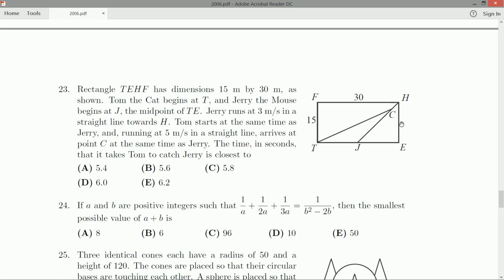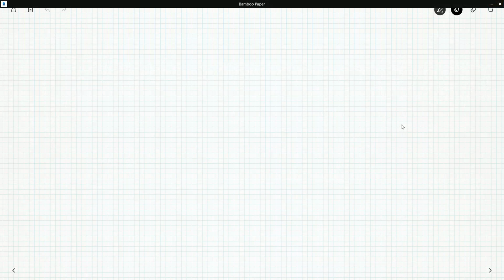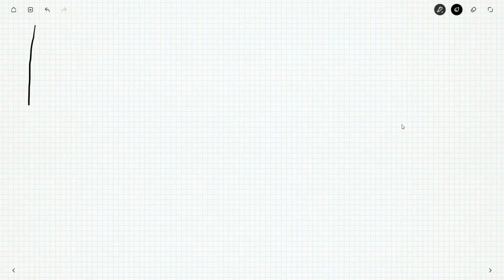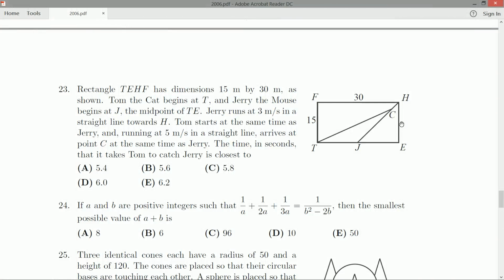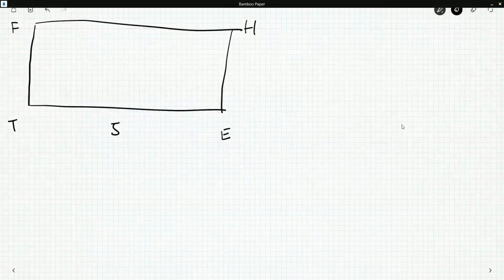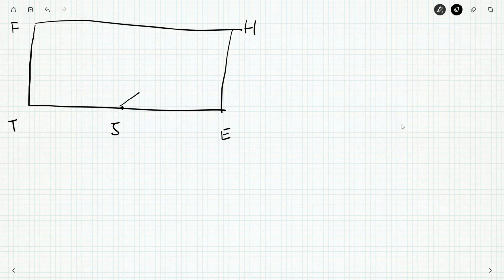Well, can't think of anything immediately, so I'm going to draw the picture and see if anything comes to mind. So H, T, J, E, I think this was F. Yes, it was. Alright, so Jerry heads up here. This is a 15, because J is the midpoint, right? We got 15 here, 30 overall here.